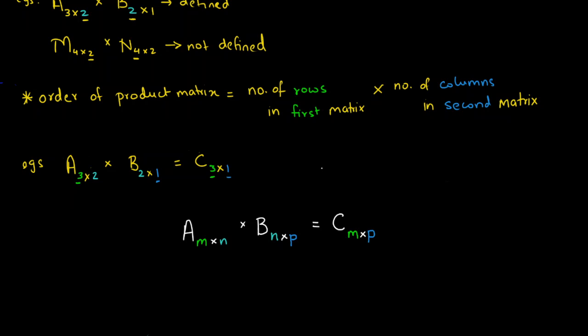And so there's a little pattern which emerges here, or a little design which could help us remember this. You can see the number of columns of the first is equal to the number of rows of the second. Only then is matrix multiplication even possible to begin with.